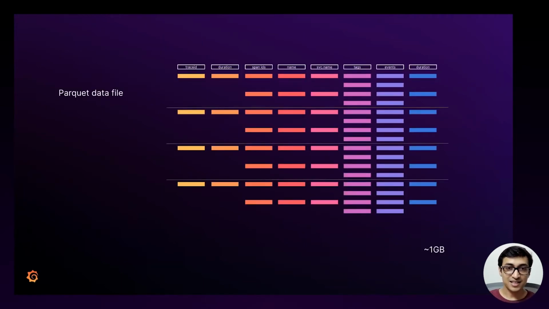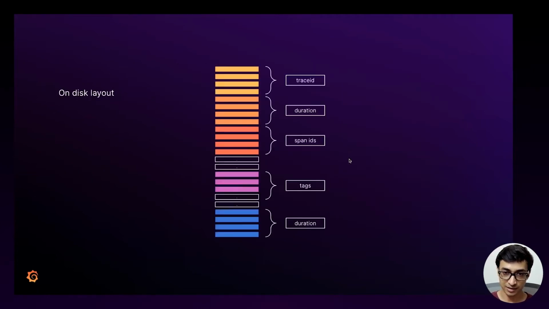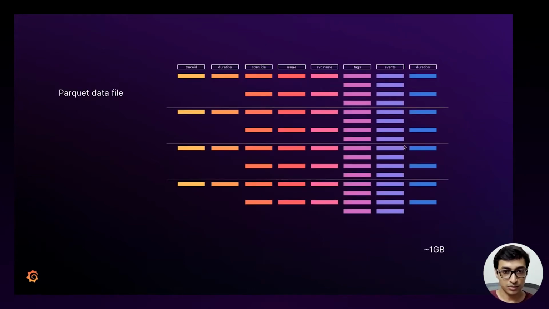So finally, we can see that this is what a block of traces looks like. Each of these rows is a trace and a column is an attribute over all of the traces. And we're going to assume for this presentation that this Parquet data file is a gigabyte long. And since Parquet is a columnar file format, of course, the on-disk layout is going to look something like this. So all of the trace IDs for all traces are going to be laid out in a contiguous block, followed by a contiguous block of duration, span IDs, and so on. But for this presentation, we're going to assume a layout like this.